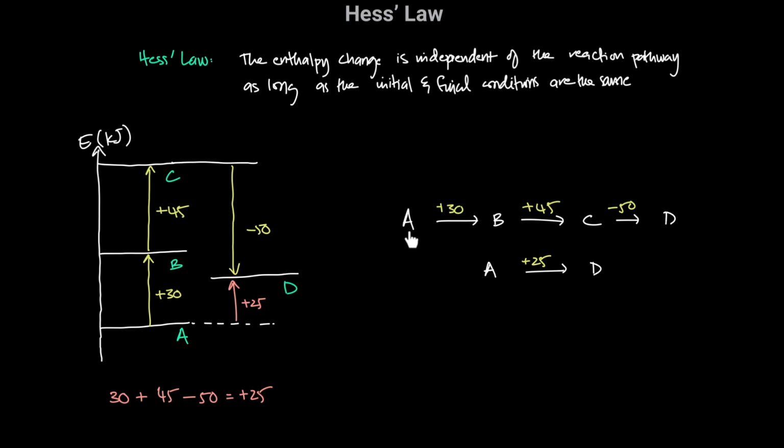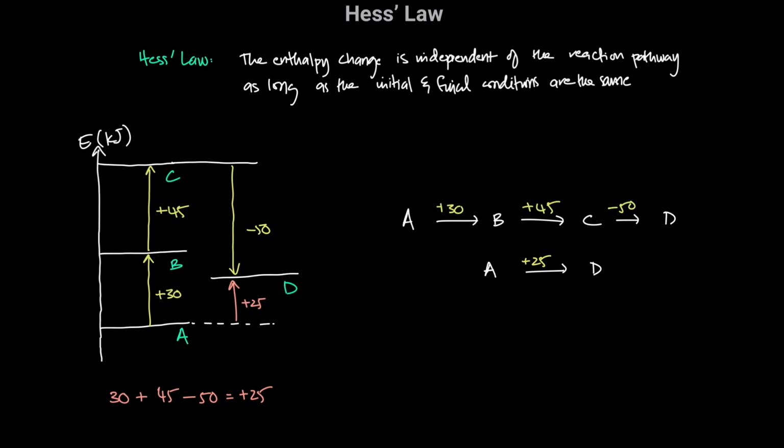It doesn't matter if I convert A to B first and then to C and then to D, or I convert A directly to D, or I go from A to C to D, or I go from A to B and then B to D. The idea is that as long as my starting point and my end point are the same, the overall enthalpy change for that reaction will be the same.